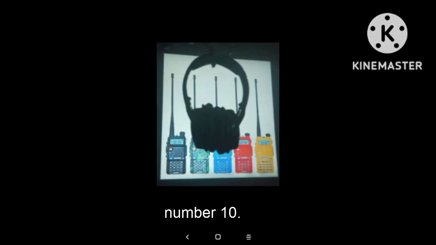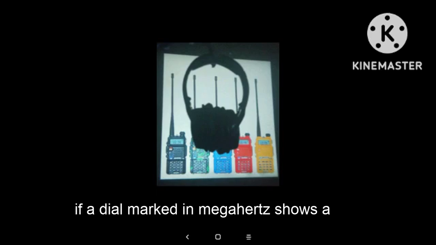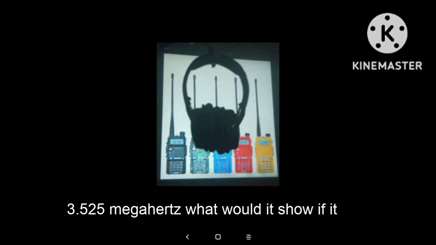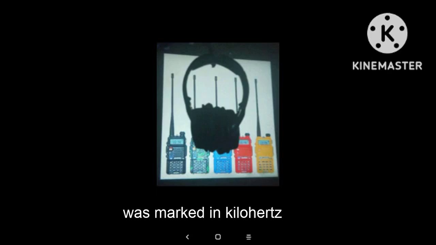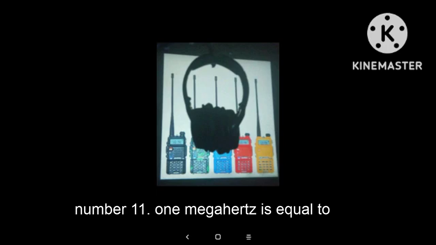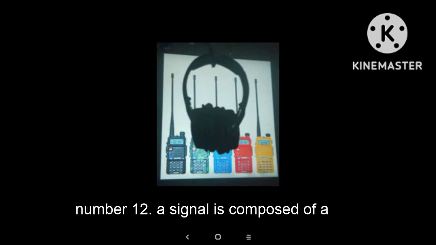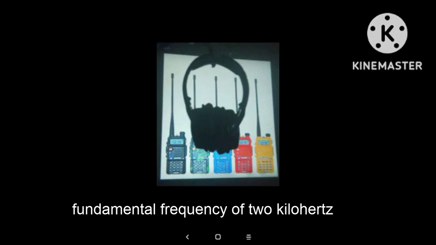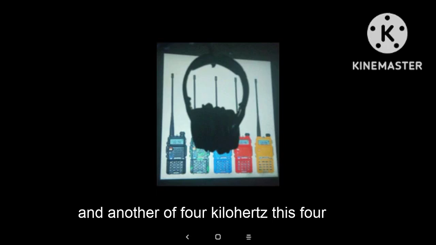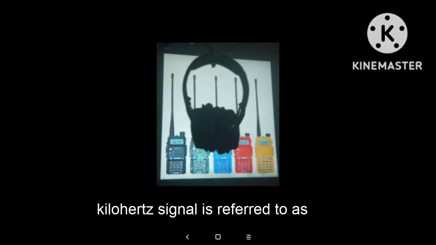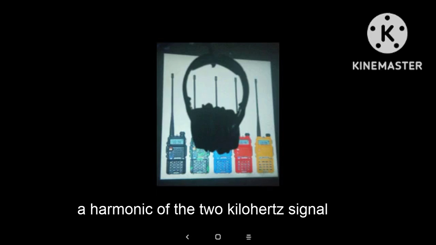Number 10. If a dial marked in megahertz shows a reading of 3.525 megahertz, what would it show if it was marked in kilohertz? 3,525 kilohertz. Number 11. 1 megahertz is equal to 1,000 kilohertz. Number 12. A signal is composed of a fundamental frequency of 2 kilohertz and another of 4 kilohertz. This 4 kilohertz signal is referred to as a harmonic of the 2 kilohertz signal.